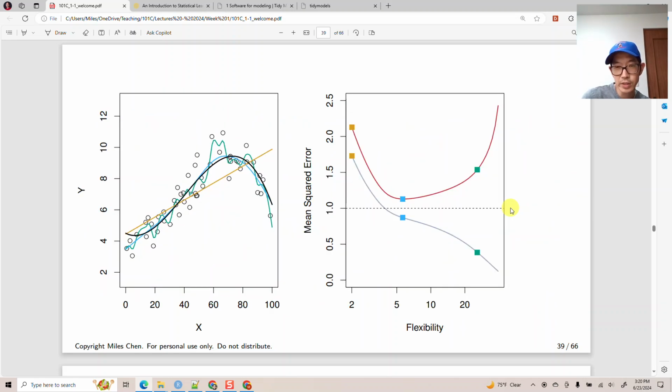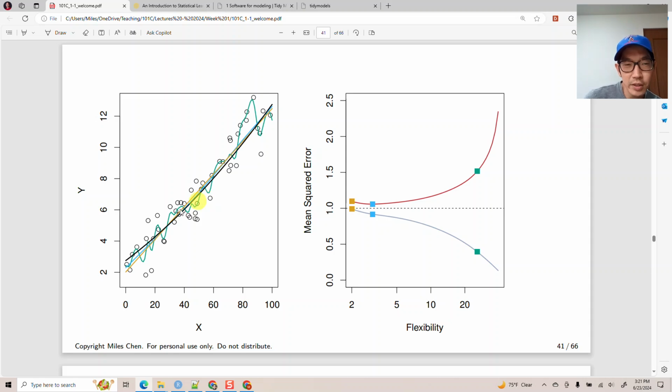So what we see is that as the flexibility goes, we get this U shape. In the beginning, inflexible models perform poorly. As we increase the flexibility, our test error improves, but then as we get too flexible, it starts to perform poorly again.